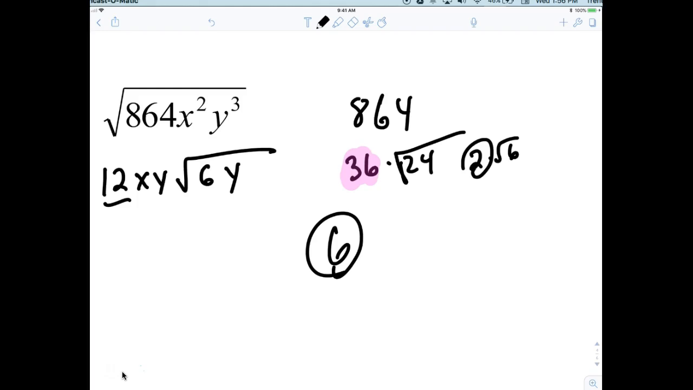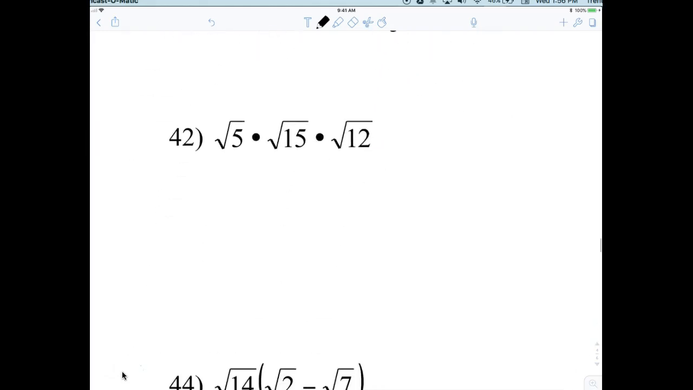All right? Now, number 42. This is the one that I would like for you to look at and tell me, is there a common 5? Yes, 15 is 5 times 3. So the first thing that comes out is a what? 5. The first thing that comes out is a 5. Everybody sure about that?